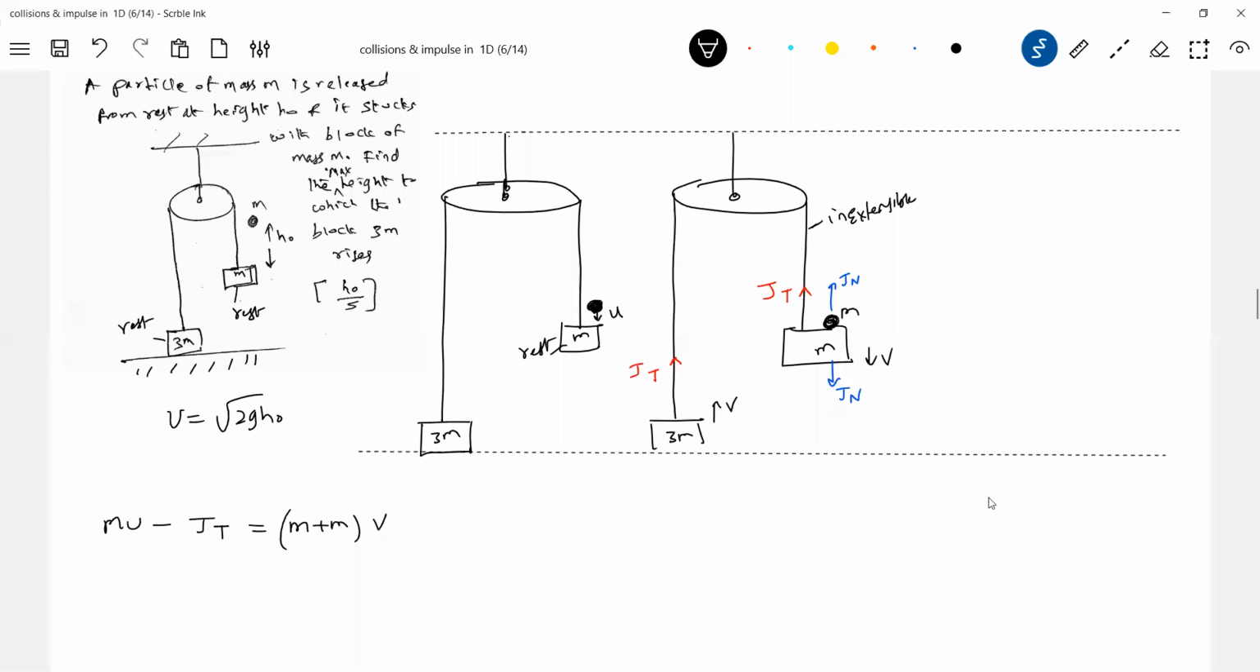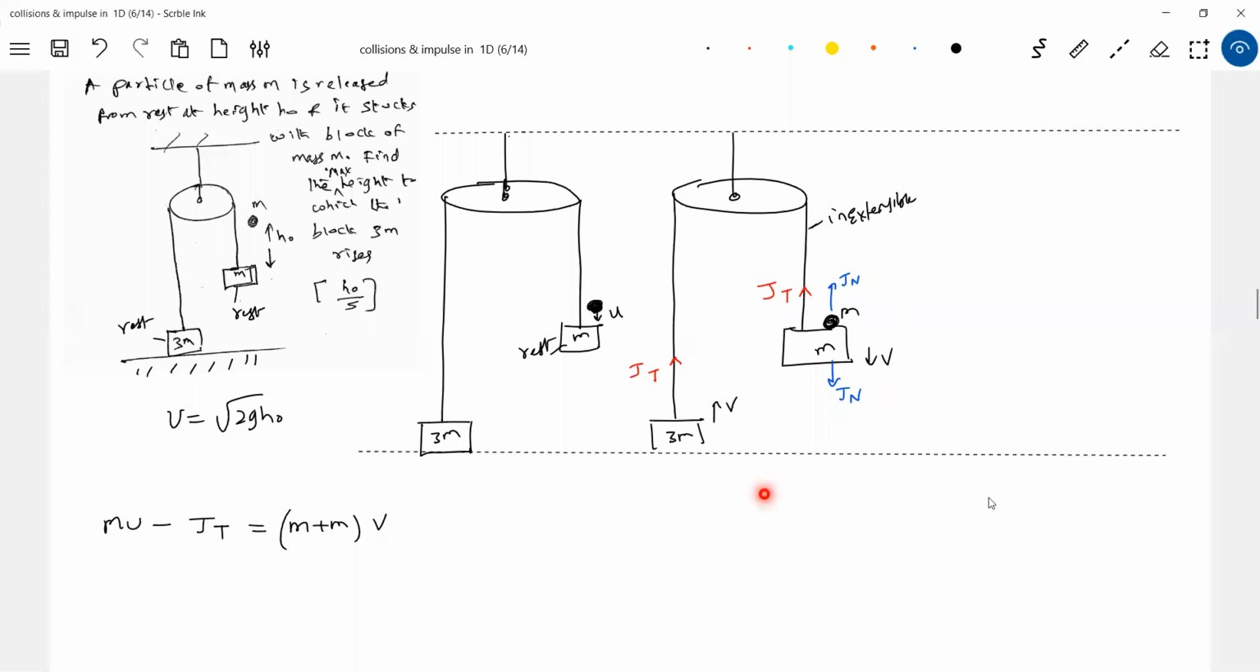Now don't write conservation of linear momentum. Sir, I'll write conservation of linear momentum for the total system. Can we do like this? Mu is equal to m plus m, 3m. You should not do this. You should write impulse momentum equation individually for this particle, individually for this block. Momentum is not conserved for the total system.